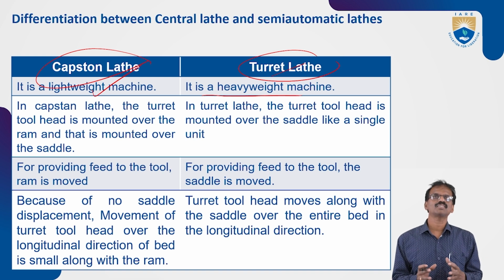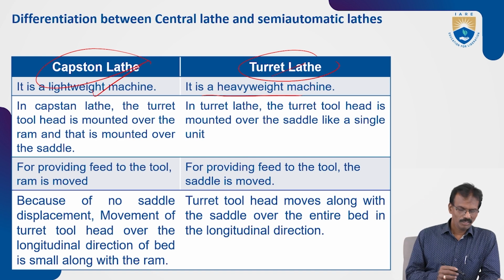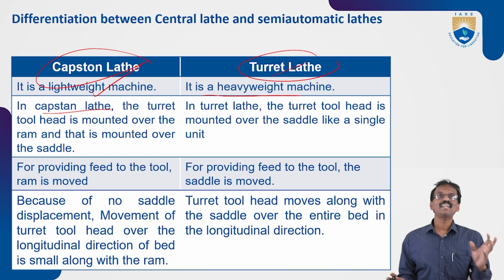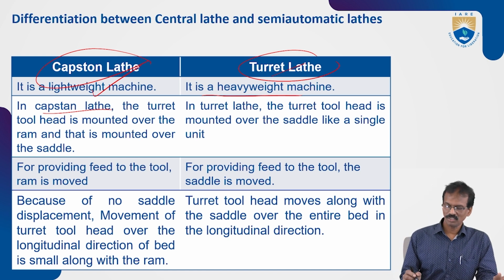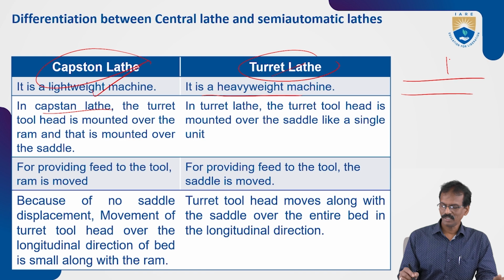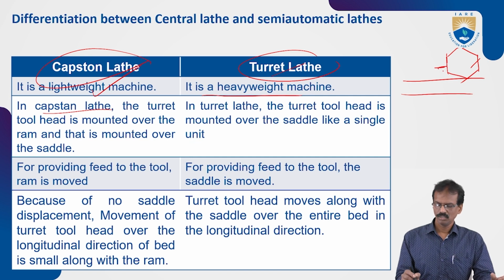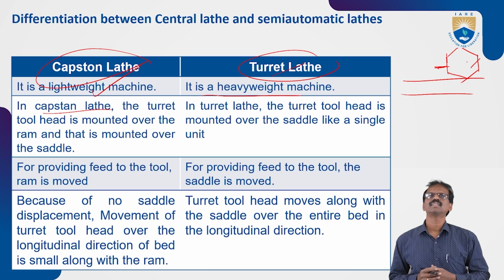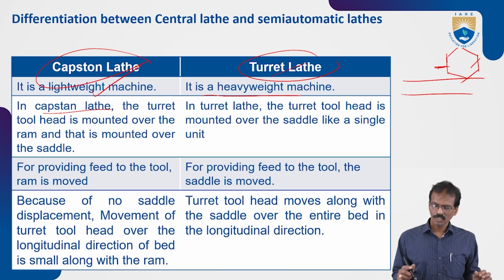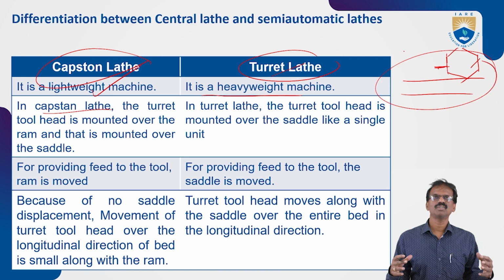But in both machines, we have the turret head. In the capstan lathe, the turret head is mounted over the ram. By moving the ram, we can move the turret head and position the tools which are fixed in the turret head. But the ram movement is limited.